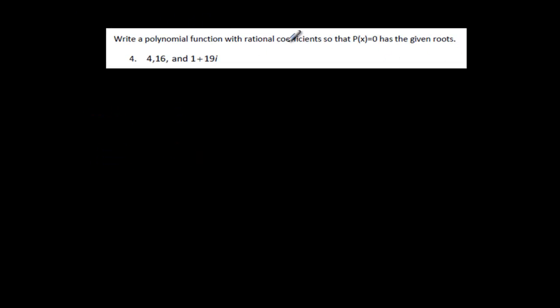All right, write a polynomial function with rational coefficients that has the given roots. If you're scanning the roots here, we have 4, 16, 1 plus 19i, and because this is imaginary, you have to have its conjugate, 1 minus 19i.